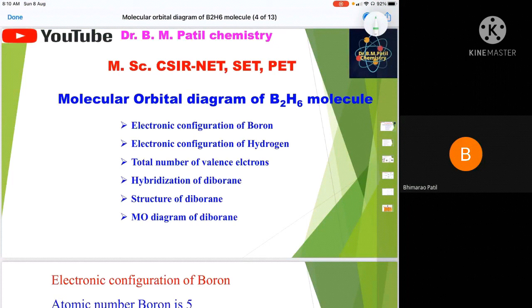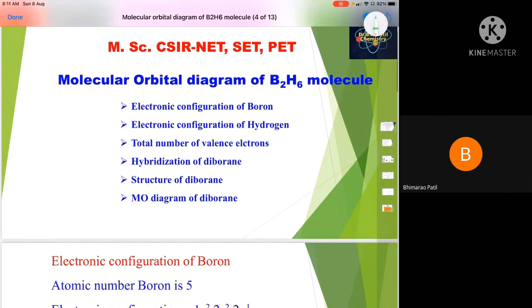Today I discuss here the molecular orbital diagram of the diborane molecule. You know that the diborane molecule is electron deficient. We discuss here the electronic configuration of boron, the electronic configuration of hydrogen, the total number of valence electrons in diborane, the hybridization of boron in diborane, the structure of diborane, and then the molecular orbital diagram of diborane.